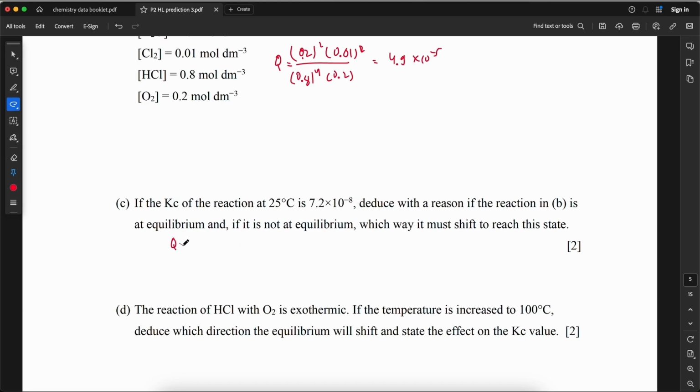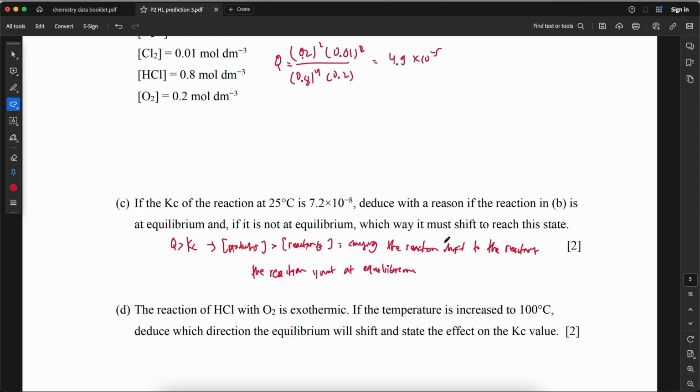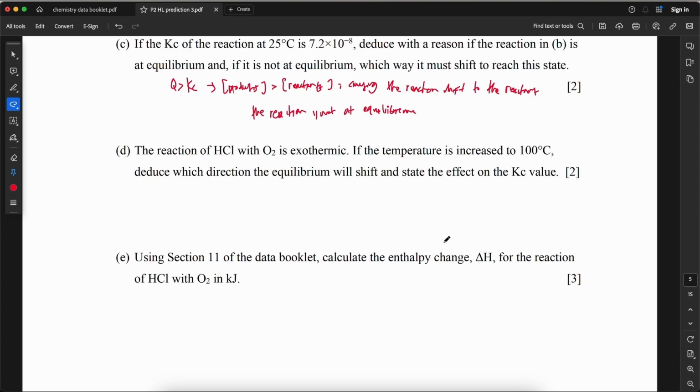So Q bigger than Kc, where the concentration of product is bigger than reactant, causing the reaction to shift to the reactant because concentration of product is bigger than reactant. So to minimize the change, it will shift to the left. So the reaction is not at equilibrium.